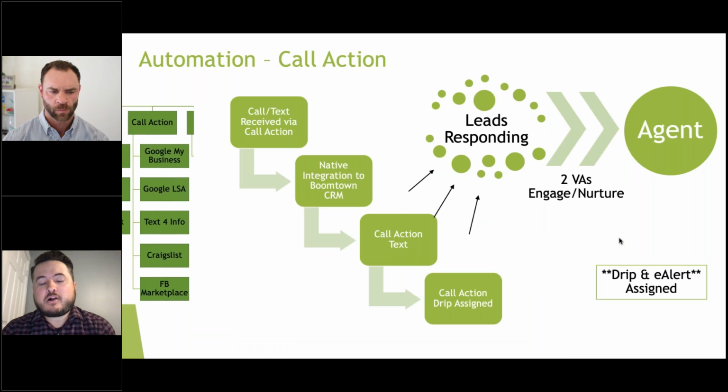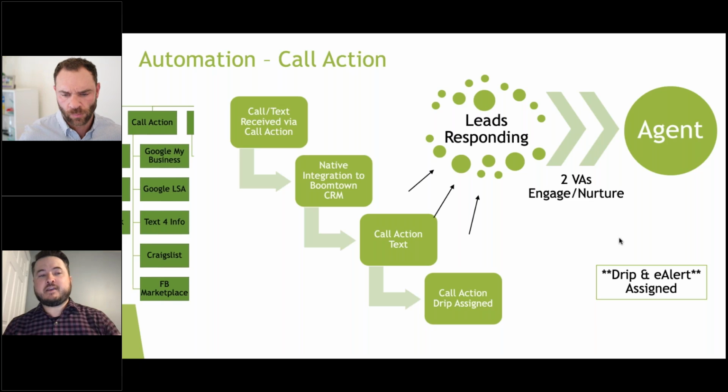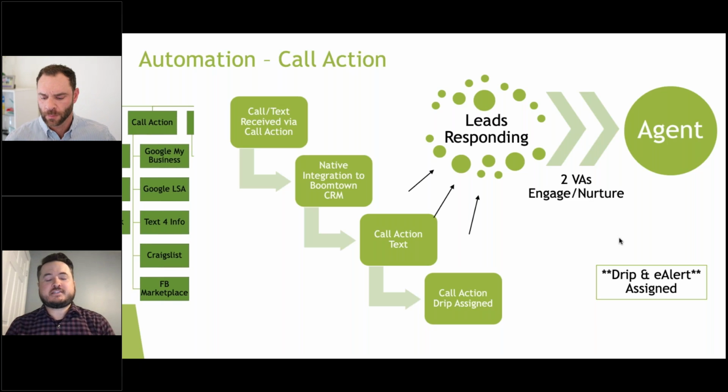Okay, let's talk a little bit about CallAction and some of the automation here. So we talked about how we use CallAction as lead capture for Google My Business, Google LSA, Text for Info, Craigslist, and Facebook Marketplace. We can create however many phone numbers we want in CallAction, and we use specific numbers for any campaign. So we have one number for Google My Business, one number for Google LSA. It allows us to track our traffic. A lot of big businesses do that. It's very common. And then we use it for our text for info, Craigslist, Facebook Marketplace.